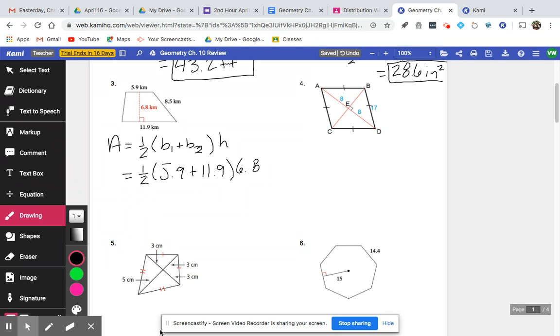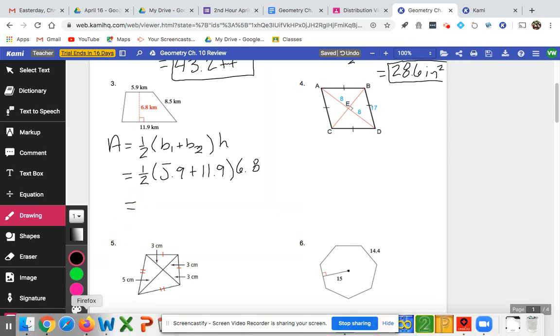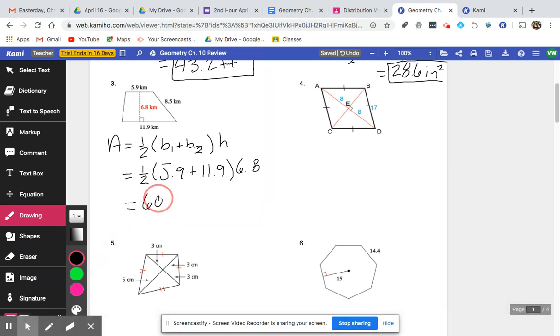So whenever you do all of that math, I'm not going to bother showing all of the algebra there. I'm just going to go right to the answer. We get an area of 60.5. Make sure I include my correct units this time. Kilometers squared. There we go. There's the area for number 3. Number 4, here we have a rhombus.